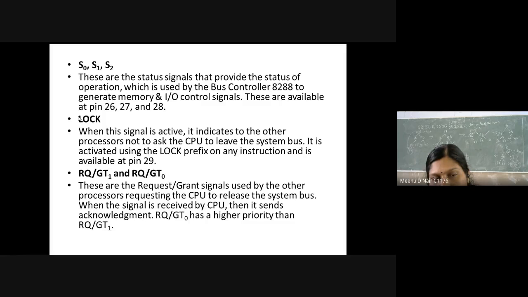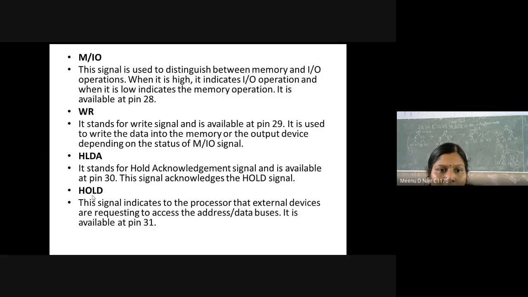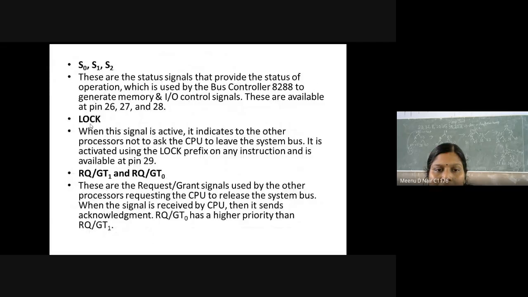So if the lock is high, no other device can access the system bus, or other processors cannot ask the CPU to leave the system bus. Once the CPU leaves the system bus, then only other devices can access it. So here you have seen about hold, no? Once the lock signal is high, hold will not work. Hold means it is asking the CPU, I need to use your data bus or address bus. But if lock is high, it cannot give the hold command. It cannot ask the CPU to leave the system bus. Okay, that is what lock is.